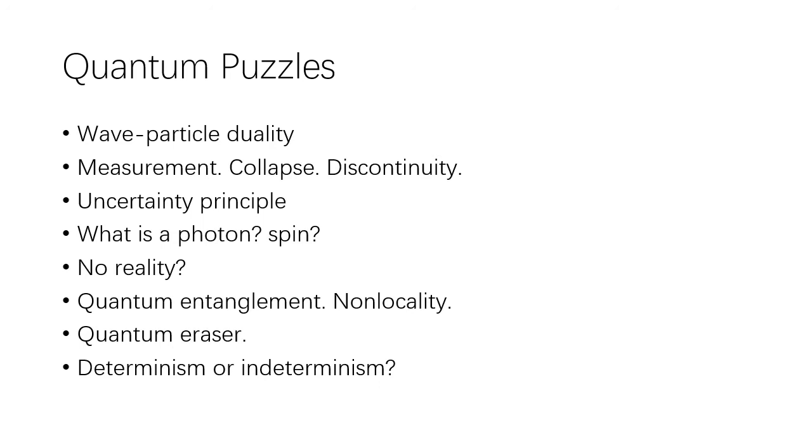Like, what is measurement? How does a wave function collapse, and instantaneously? How about the discontinuous physical quantities? I know what the uncertainty principle is, but why? And what is a photon? What is a spin? Local reality? Quantum entanglement? Non-locality? What happened to the principle of locality? Delayed choice interference experiments? And does everything just happen randomly?